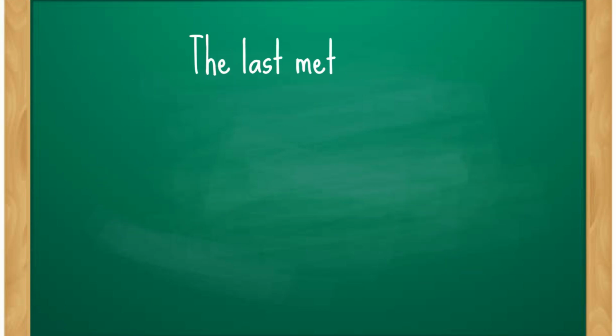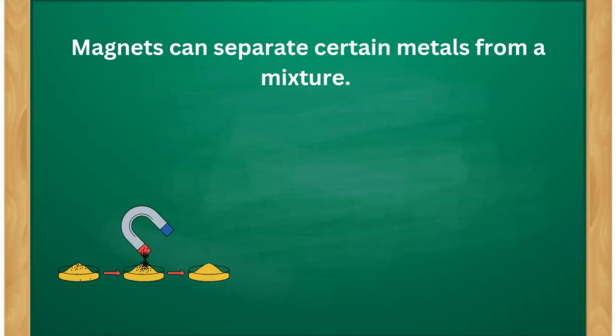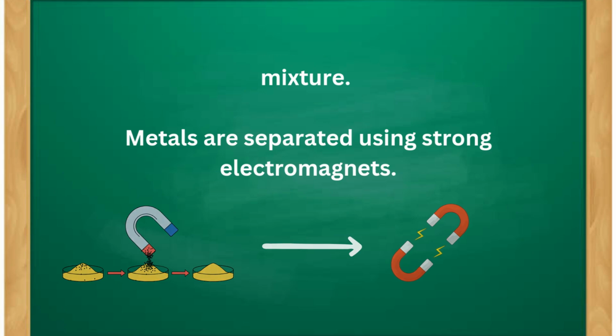The last method is using magnets. Magnets can separate certain metals from a mixture. Metals are separated using strong electromagnets.